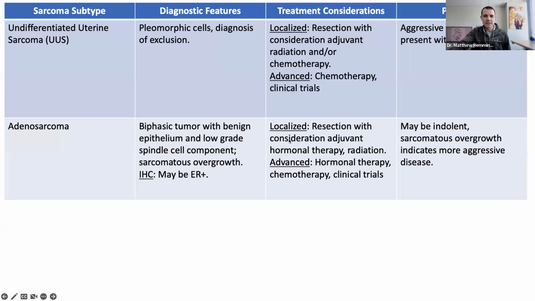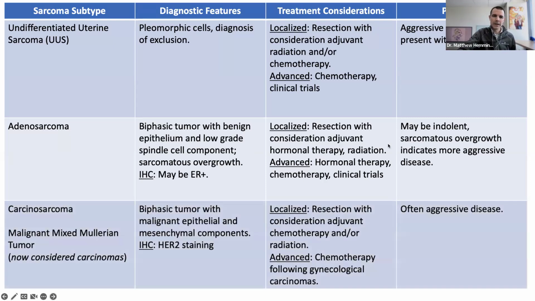And treatment of localized disease, again, is resection with consideration of adjuvant hormonal therapy if there's ER positivity, possibly radiation. For advanced disease, hormonal therapy, chemotherapy, consideration of clinical trials. And adenosarcomas can be more indolent. The finding of sarcomatous overgrowth does portend a more aggressive course.